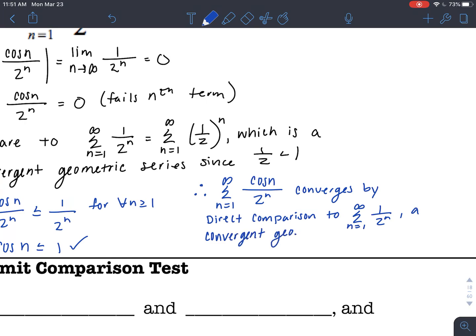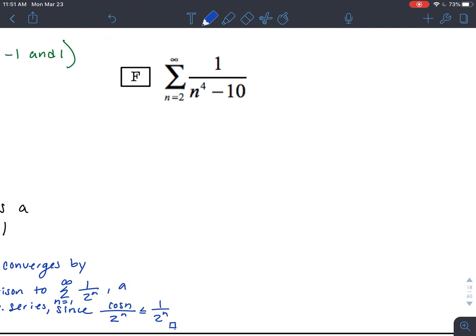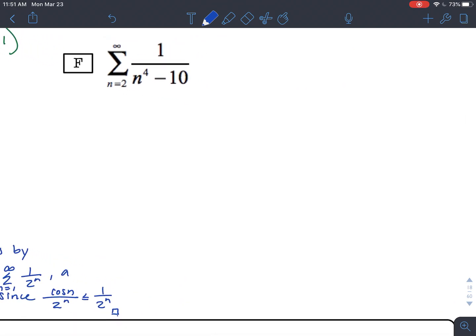Right, to that guy, a convergent geometric series, since cosine of n over 2^n is always less than or equal to 1 over 2^n. Right, there we go. Okay, one more example for direct comparison.